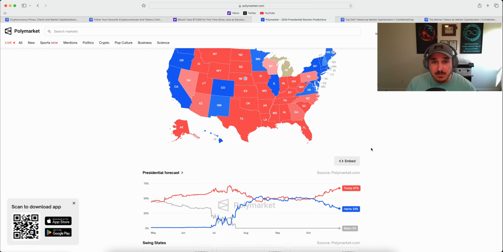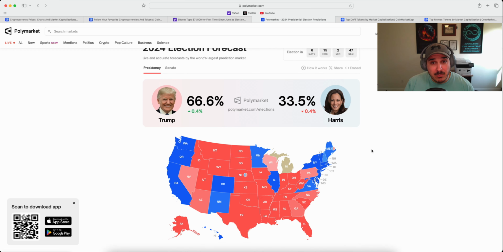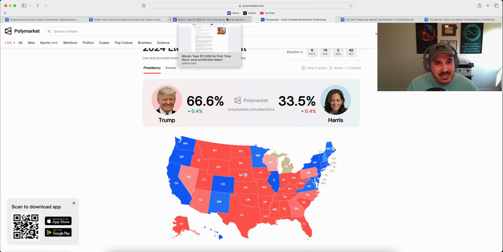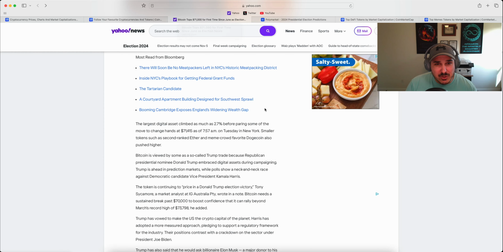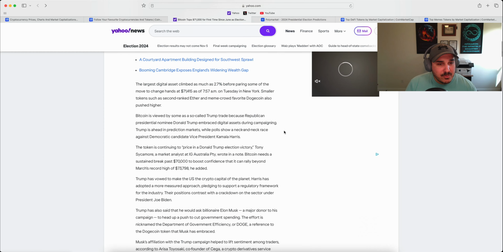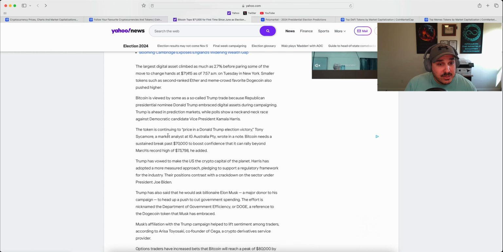So when you come looking at the betting markets, in almost every betting market, Trump is the favorite to win. Because again, looking at CNN and Fox and ABC, polls don't really, in my opinion, give you the clear picture. There's too much bias in those polls. But coming on down, the token, Bitcoin, is continuing to price a Donald Trump election victory.